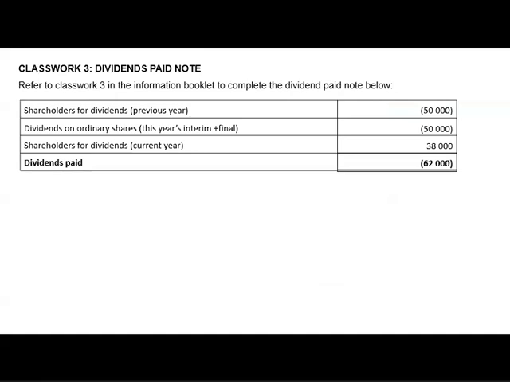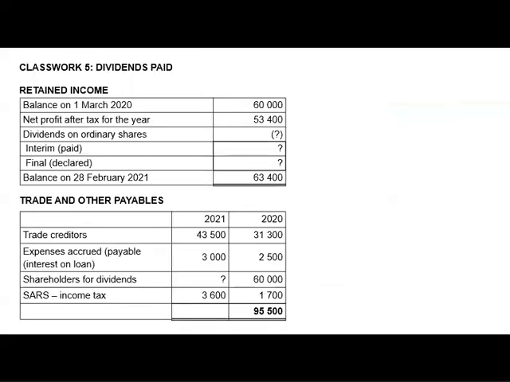Try the next example quickly. Note that you can calculate your dividends on ordinary shares for this year, and that's all you can do. You also have last year's final, but you can't do anything because you're not given this year's interim or final. So they need to give you more information, and this is the additional information here.